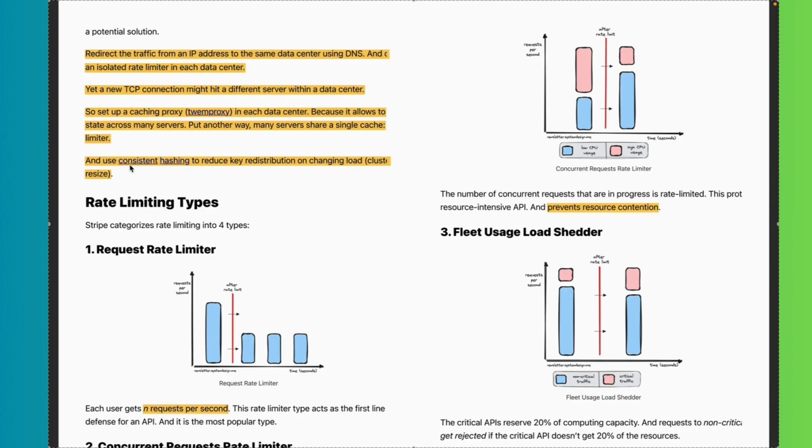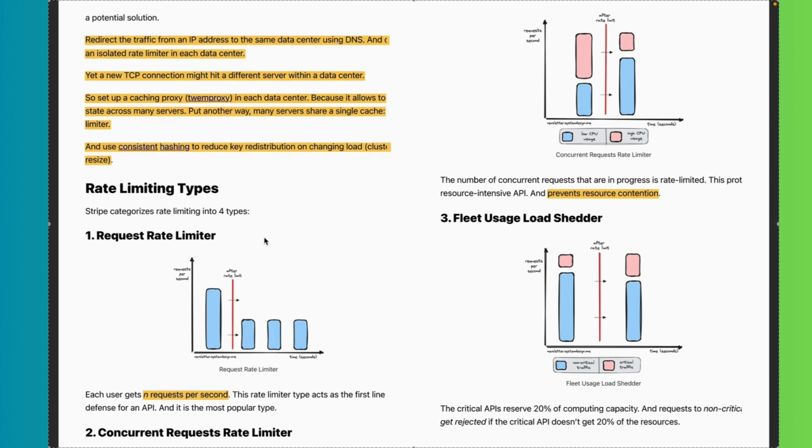And the last point is to use consistent hashing to reduce key redistribution on changing load. Changing load means requests can go to different servers. Even if all the requests are going to the same data center, they can go to different servers. So if something goes wrong and one of the servers fails, key redistribution happens. That's why we use consistent hashing to reduce key redistribution on changing load. That's about a potential solution.